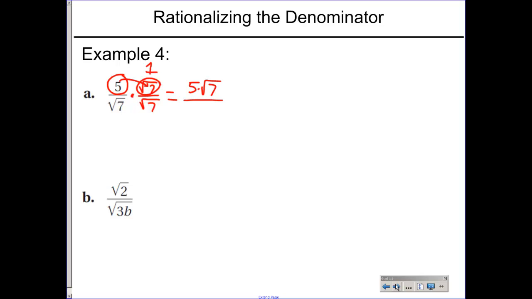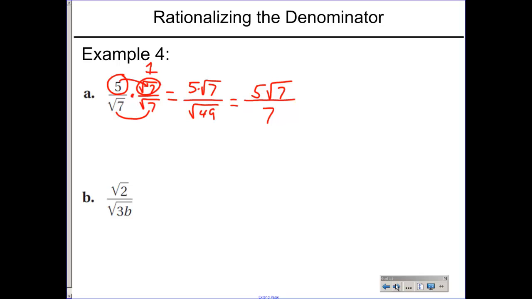On the bottom, when I do the square root of 7 times the square root of 7, what I get is a square root of 7 squared. Or if you want to call it 49, that's fine. You can call it 49. Let's go ahead and do that. Get the square root of 49. And now the denominator is a perfect square, which means I can simplify it to just 7. So the simplified answer would be 5 square root of 7 over 7.